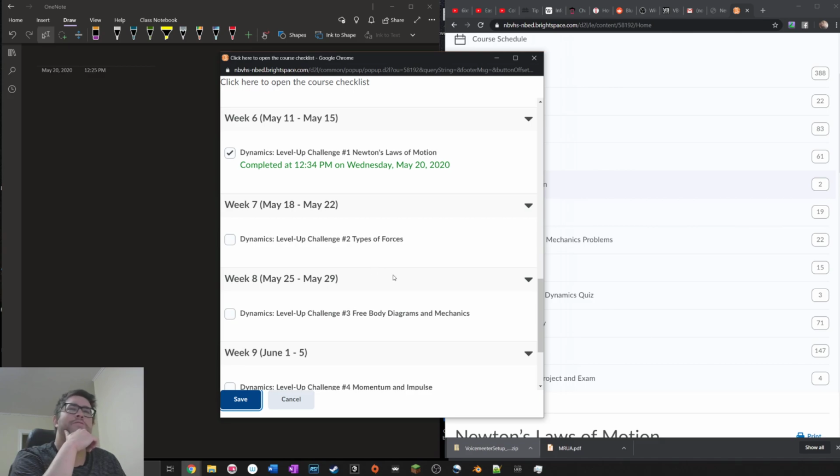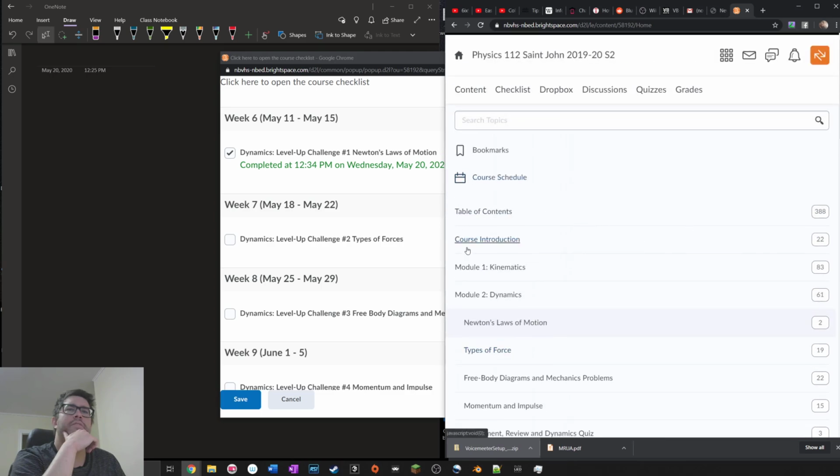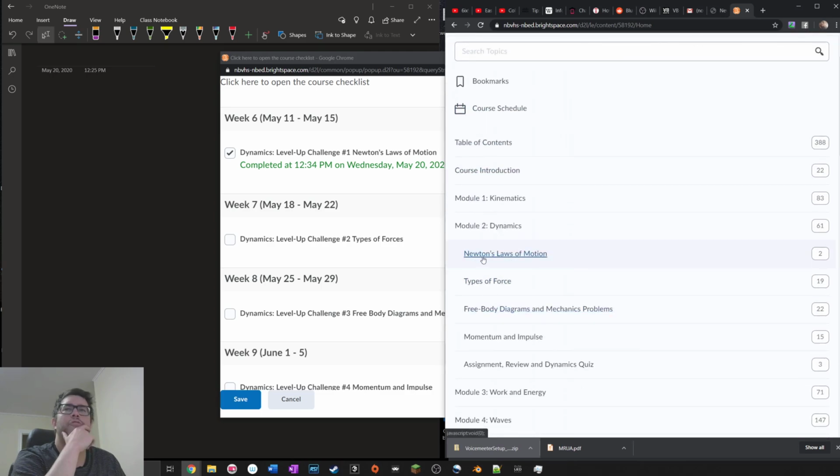Types of forces. If we go to the content, we did Newton's laws of motion last week, and now we can go with forces. Where should we stop? A free body diagram, here. So there's 19 pages.